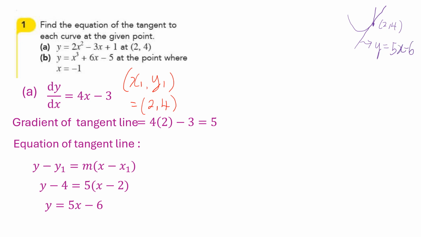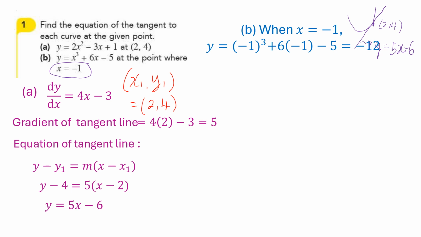Okay, let's proceed to part B. Right, if you were to compare part B with part A, you'll see that you're only given the x coordinate. The y coordinate is not given. Right, so we will have to find the y coordinate, which is by substituting x equals negative 1 into the equation of the curve, and you'll get the y coordinate to be negative 12. So in this case here, our x1, y1 will be bracket negative 1, negative 12.